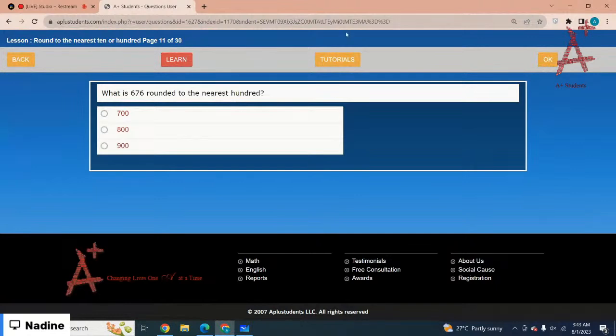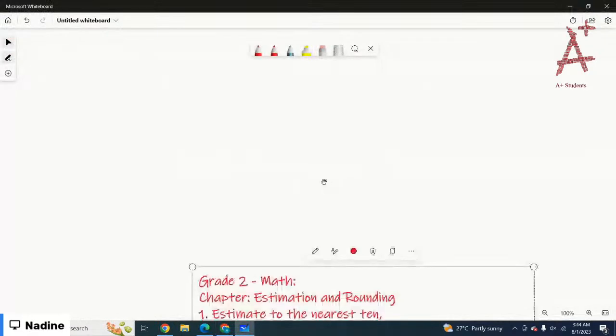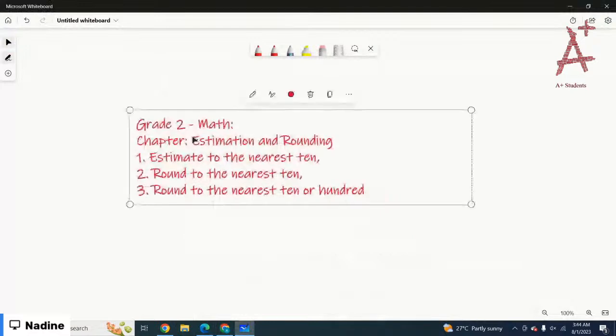Okay, you can complete the rest of the questions by yourself. So we were working on grade 2 math. The chapter we're working on is place values. The lessons we have covered today are estimate to the nearest 10, round to the nearest 10, and round to the nearest 10 or 100. So please make sure before the next session you complete the rest of the questions by yourself later today. If you need more help with any of the lessons, you can contact any tutor on Skype. They are available from Monday to Friday, 5 to 9.